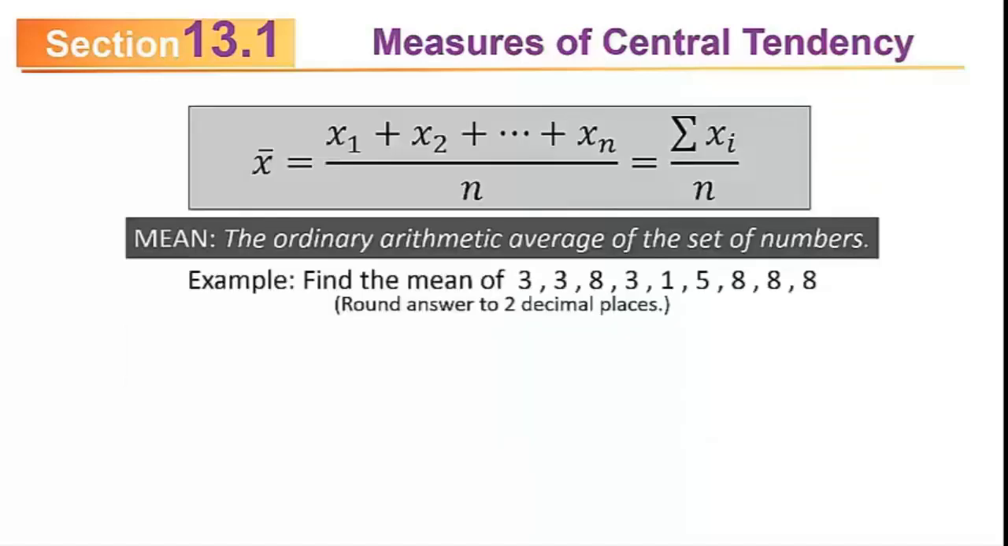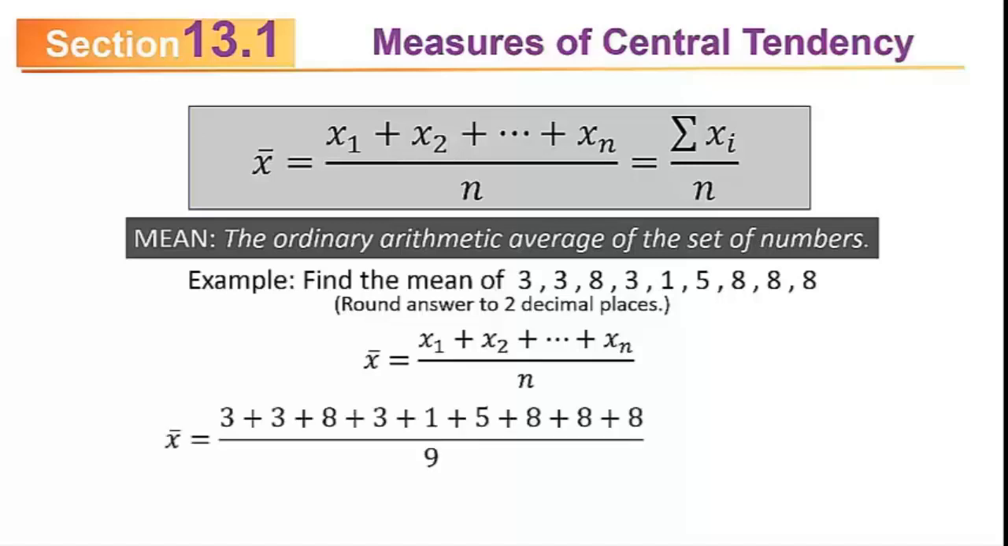How about this example? Find the mean of the list of numbers 3, 3, 8, 3, 1, 5, 8, 8, 8. Round the answer to 2 decimal places. All you do is add up the numbers and divide by how many there are. In this case, there's 1, 2, 3, 4, 5, 6, 7, 8, 9 of them. When you add all those numbers up, you get 47. So you divide 47 by 9 and round it to 2 decimal places, you get 5.22.